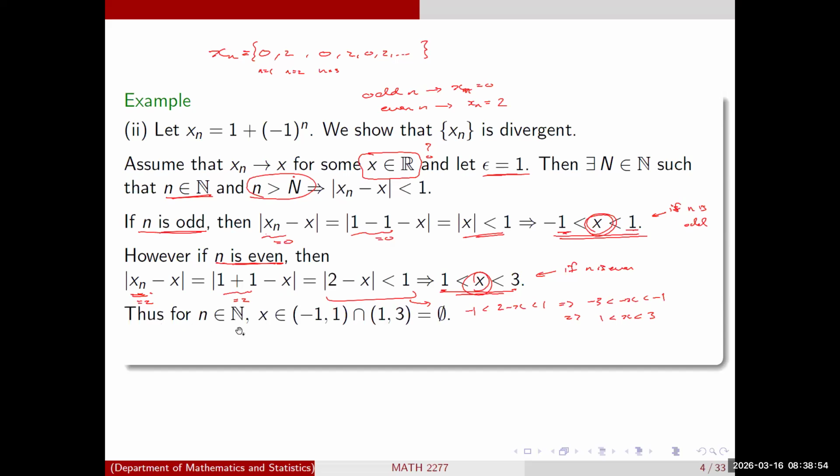So for any natural number n, that means x should be a value in this range. But this range is empty. Okay, so therefore this is a contradiction. So the sequence must be divergent because the only thing I assumed from the beginning was that the sequence converges to some mystery value x, and we showed that no possible x can exist.